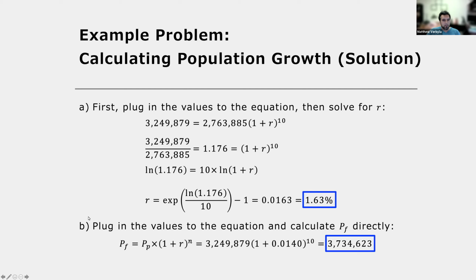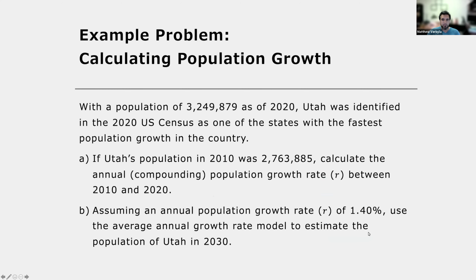For part B of the example problem, we're going to plug in the values into the equation and calculate P sub f directly. As a reminder, in part B of this example, we're now going to project the future population growth rate. Historically, in the past 10 years, the growth rate we calculated was approximately 1.6%. However, for the future population growth rate, we're going to assume it's a little bit lower. We're going to assume it's 1.4%. And we're going to use the growth rate model to estimate the population of Utah in the year 2030.